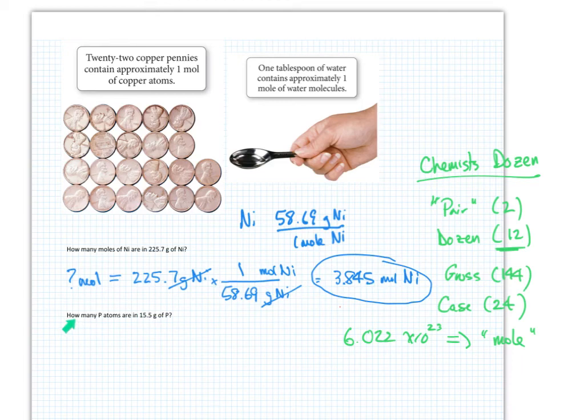And the next question, which is a pretty common type of question, is how many phosphorus atoms are in 15.5 grams of phosphorus?